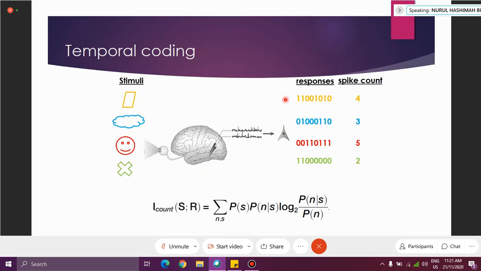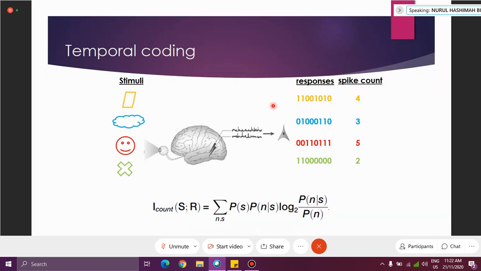Then it's being processed into the response. This is the response. It is being processed, based on temporal coding, into spike count. Okay, so what happens is the spike is identified based on the time. And then you get a binary representation where it occurs.